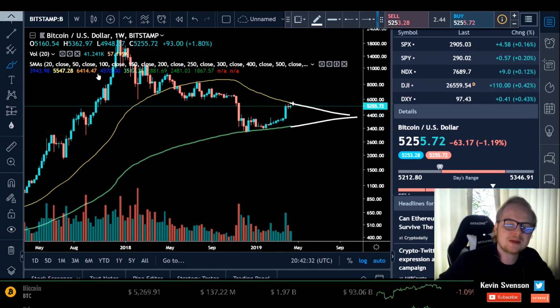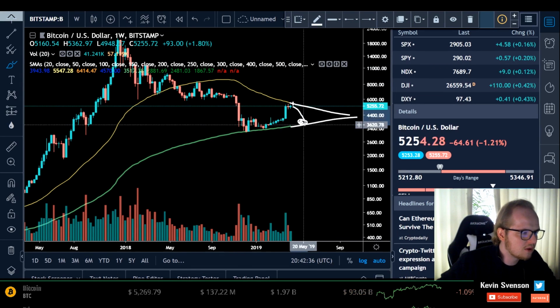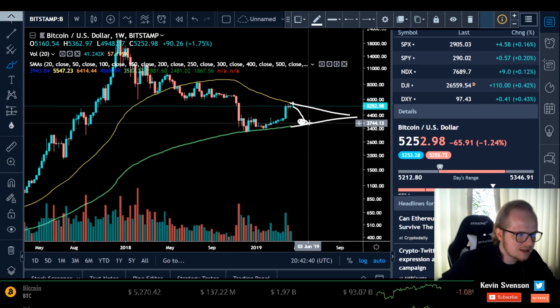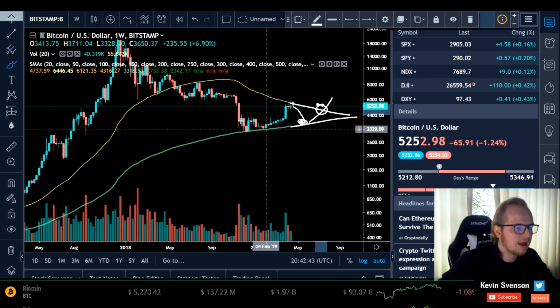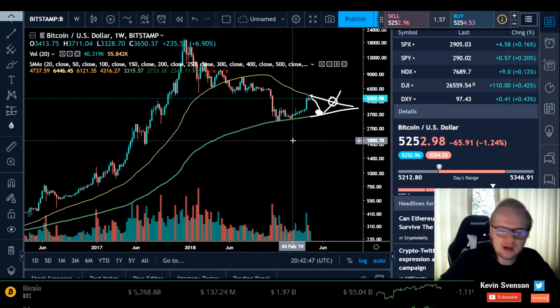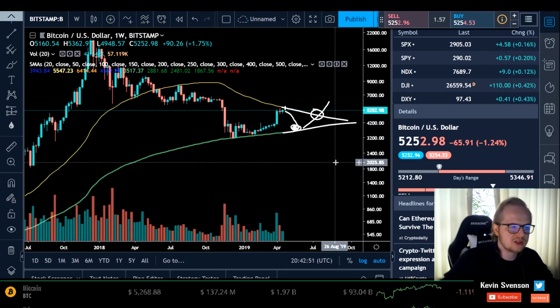But there are a few things we need to do, in my opinion, to confirm that, which would be a good test of support, just below 4,000, preferably, to hit that support and retest, and then a break above the 50 simple. It'll be a sign of strength, a lot of strength for the market. And this is what I'm looking for now, as you guys might already know.